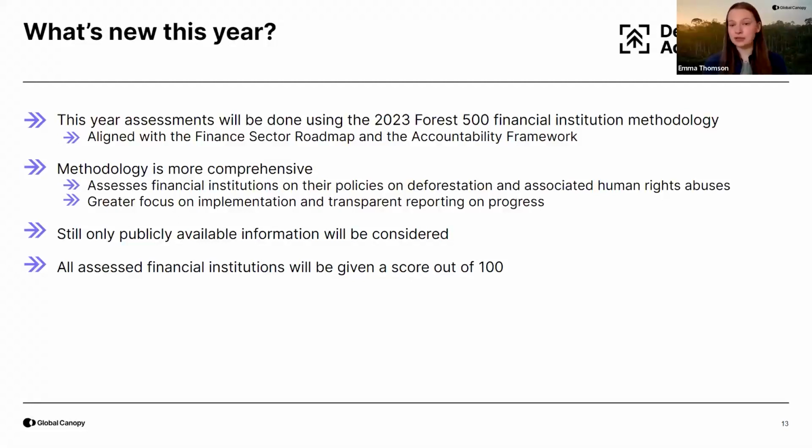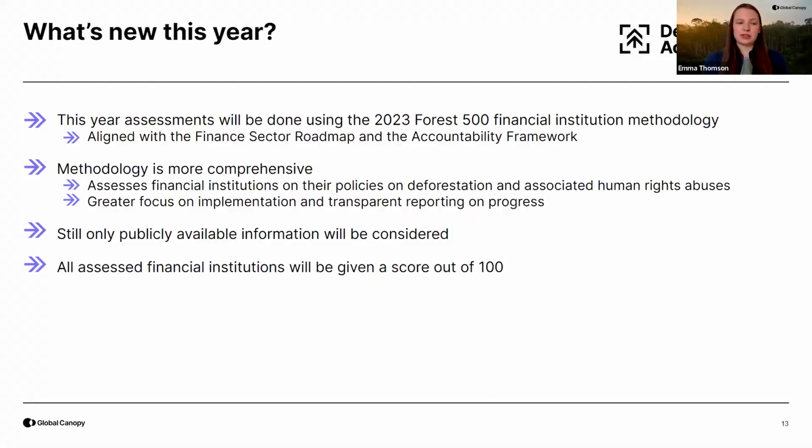What that really means in practice for those in the Deforestation Action Tracker is that this year, the methodology we're using is much more comprehensive. As I mentioned, last year, the baseline review consisted of 12 indicators, and this year, as you will see shortly, there are many more, with a particular increased focus on implementation and transparent reporting on progress compared to our baseline review methodology. As I mentioned, still only publicly available information will be considered, so that hasn't changed.